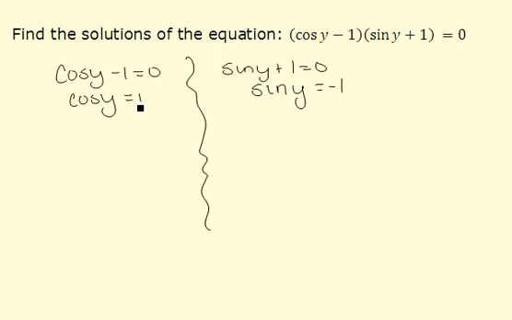For cosine of y to be equal to 1, this would occur at 0, 2 pi, 4 pi, 6 pi, every even multiple of pi. In other words, we could write y is equal to 2 pi n, or 2n pi. In our next case, we're looking for values where sine of y is equal to negative 1. Sine of y is equal to negative 1 at 3 pi over 2, and then we would add on the period of 2 pi, or 2n pi.